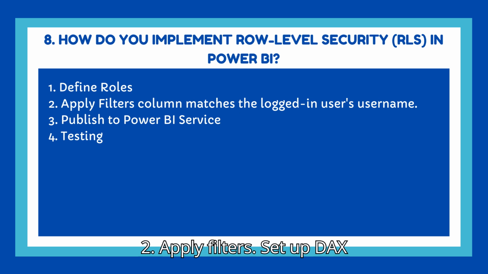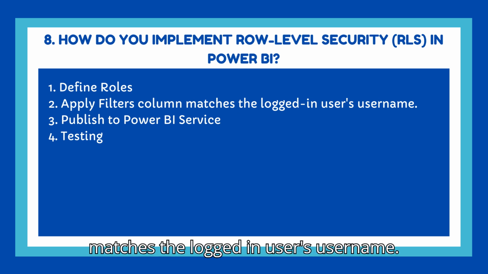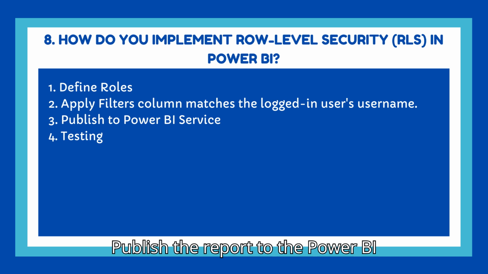2. Apply filters. Set up DAX filter expressions on tables to filter rows based on roles. Example, salesperson equals username filters rows where the salesperson column matches the logged-in user's username. 3. Publish to Power BI service. Publish the report to the Power BI service. Go to the dataset settings and assign users or groups to the roles you created.